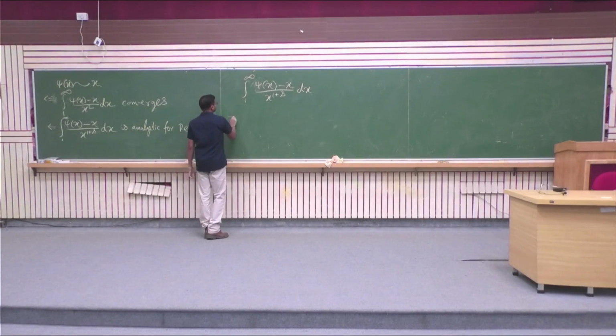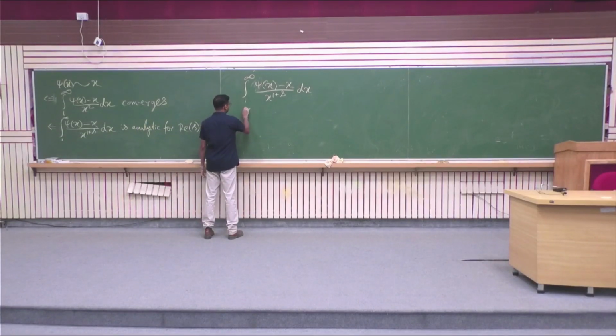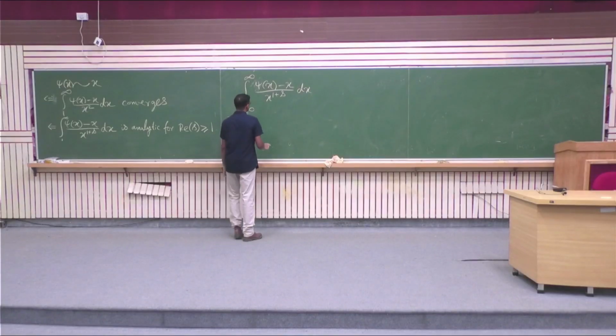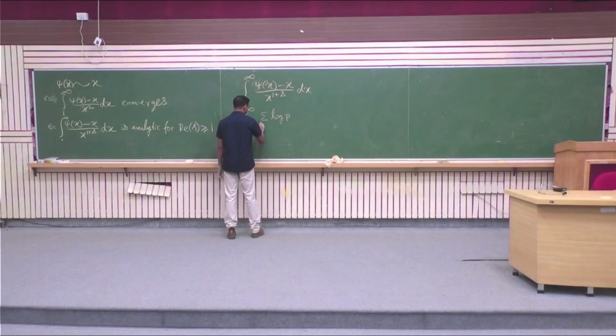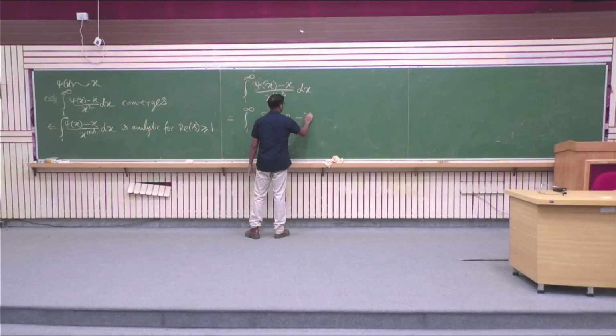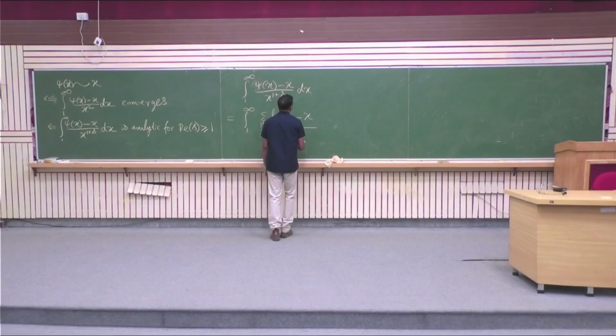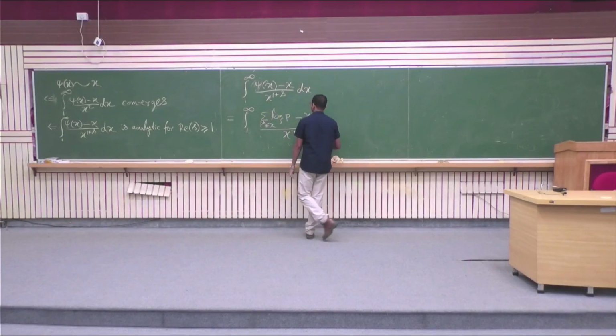Now psi x is the sum over log p for p^k less than or equal to x, right? Minus x by x power 1 plus s dx. Okay.